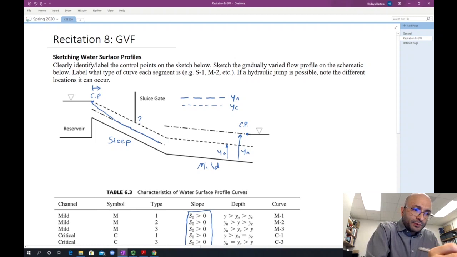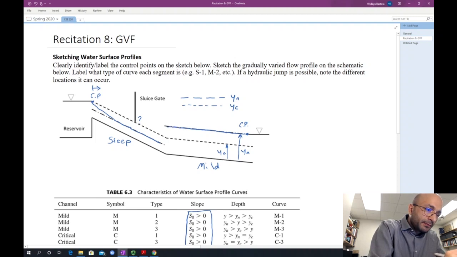For the mild portion, we start from the control point, and we know the disturbance travels upstream, so we begin drawing our curve upstream, and we stop at the breaking point, a point of breaking slope.